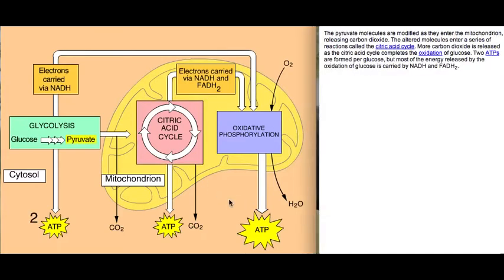The pyruvate molecules are modified as they enter the mitochondrion, releasing carbon dioxide. The altered molecules enter a series of reactions called the citric acid cycle. More carbon dioxide is released as the citric acid cycle completes the oxidation of glucose. 2 ATPs are formed per glucose, but most of the energy released by the oxidation of glucose is carried by NADH and FADH2.